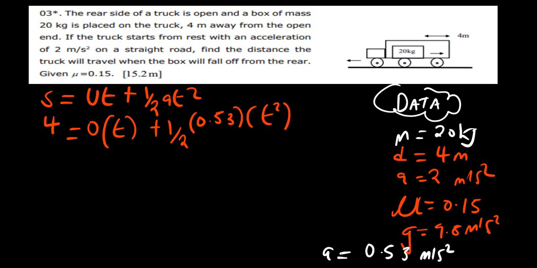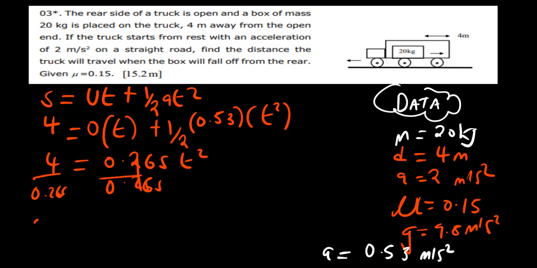Okay, so this side, 4, is equal to what am I going to have on the other side? This will give us a 0. I'm not going to write it. This one will give us a 0. I'm not going to write it. Then half of 0.53 just gives me 0.265, then there's t squared. So for me to remain with my t squared, I'm going to divide by 0.265 on the other side.